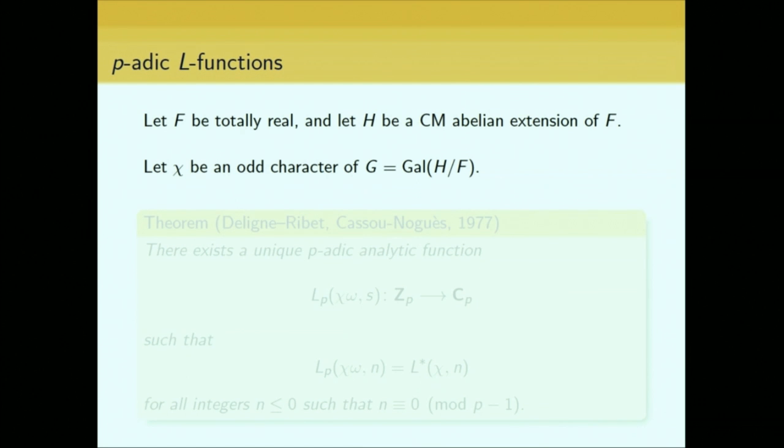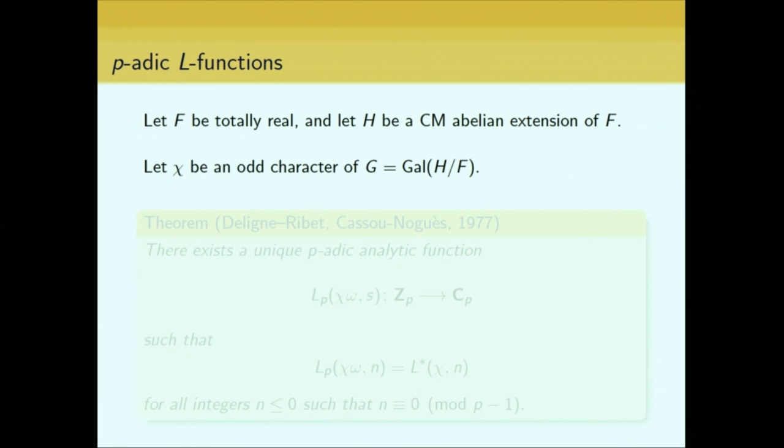So let me talk about p-adic L functions. Even though this isn't the focus of the work, it is important historical background for what I'm going to be talking about later. So we'll start with a totally real field F, and we let H be a CM field, which is an abelian extension of F. So it's not necessarily quadratic. It's not that F is necessarily the maximal totally real subfield of H. It's just a CM field that is an abelian extension of F. And I let chi be an odd character of the Galois group. So odd means that chi of the unique complex conjugation in H is -1.